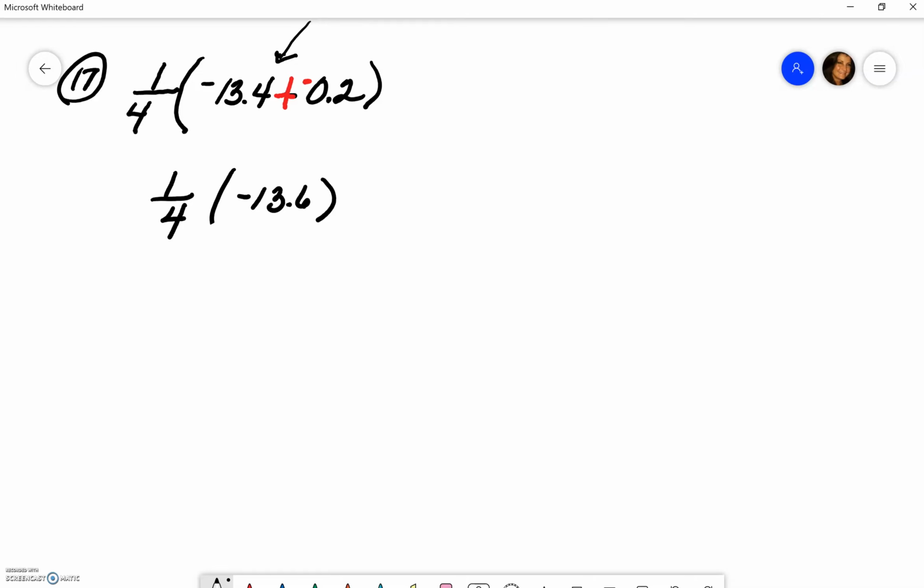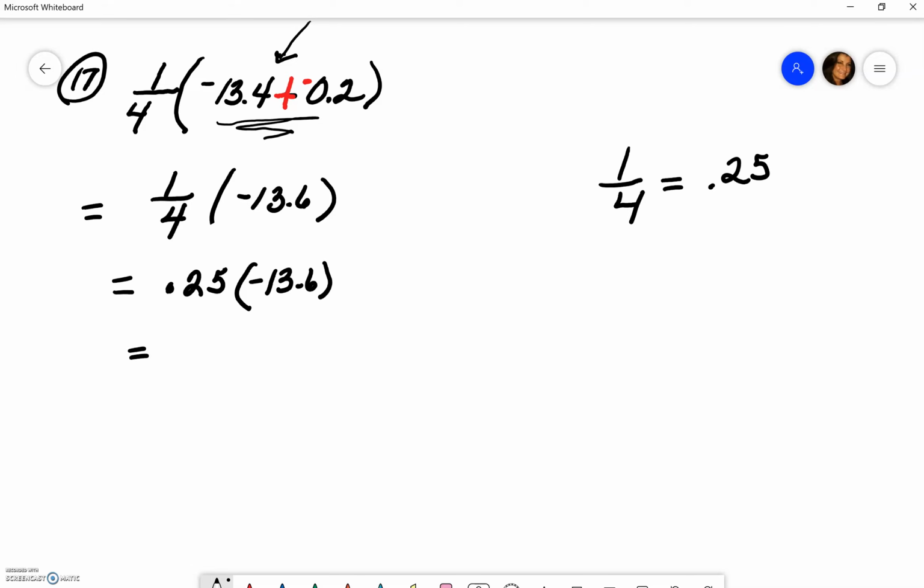All right, so now that we have this part resolved, all we have to do is now take 1/4 and times it by negative 13.6. Now you could easily just put 1 divided by 4 into the calculator, and you'll see you end up with 0.25. So that just becomes 0.25 times negative 13.6. Opposite signs, we know we're going to end up with a negative answer, and the result is negative 3.4. So that was the trick here, was just to make sure that you set your problem up correctly to add or subtract correctly, and then just convert that to a decimal form so you can then go ahead and multiply it out.